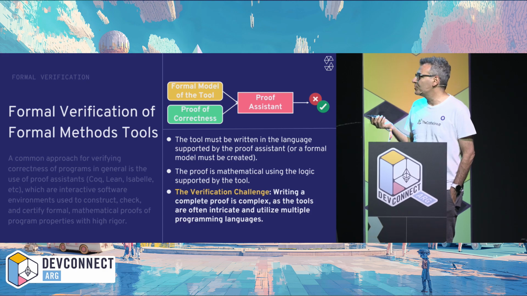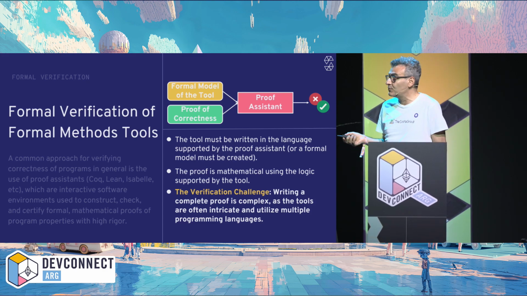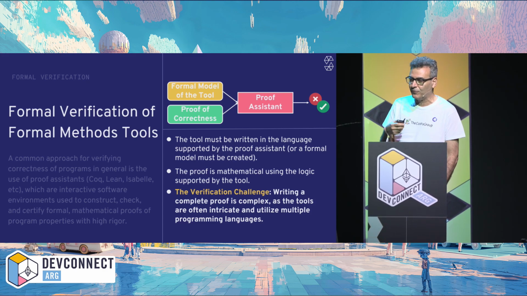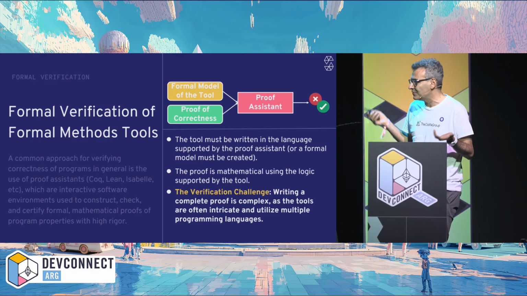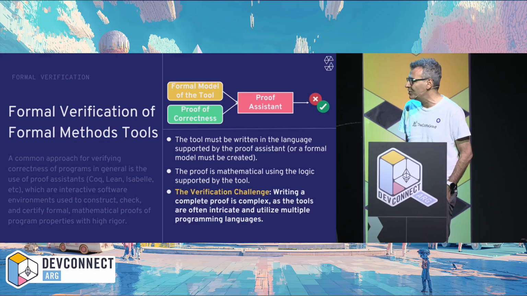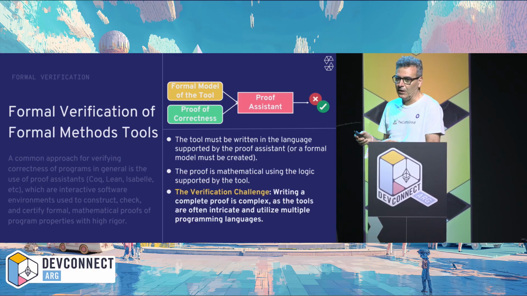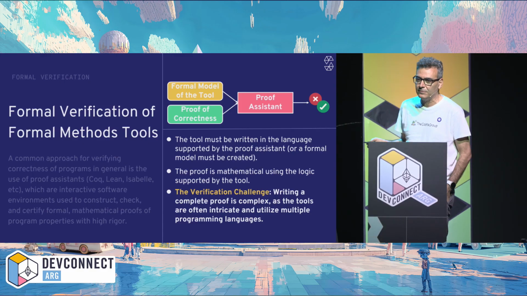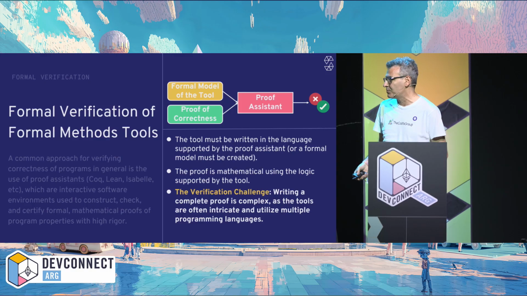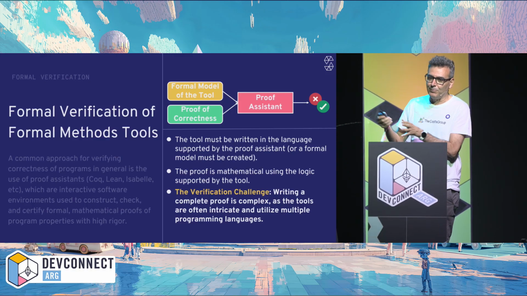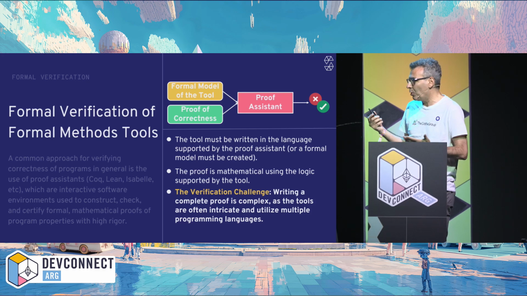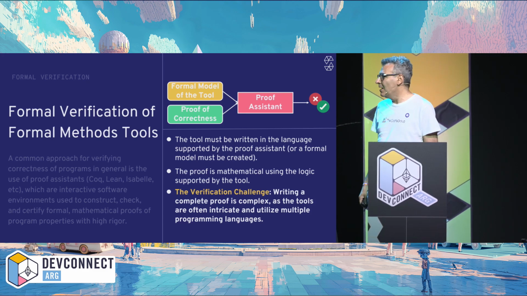So if you want to use this approach to verify a static analysis tool, the tool must be written in the language of the proof assistant, which is not realistic because these tools are not usually written in such languages. So what we can do is build a model that represents the static analyzer. We can build it in the language of the proof assistant, and then write proofs and statements about the correctness of this model. The challenge here is that first we have to trust that the model really represents the behavior of the static analyzer. So this is something that we have to accept.